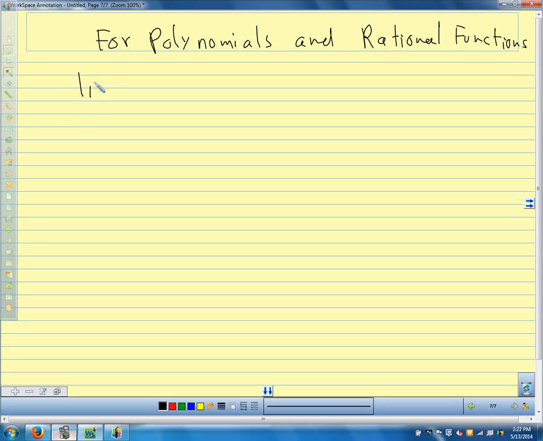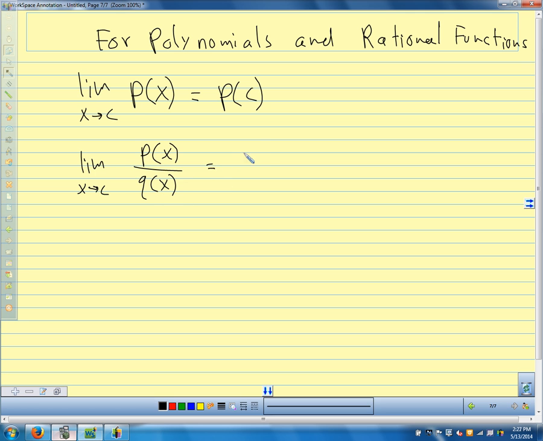So if we have the limit as x approaches c of some polynomial function p of x, it's just p of c. And the limit as x approaches c of a rational function p of x over q of x equals p of c over q of c, as long as q of c is not equal to 0. We'll talk next time about what we do when q of c is 0.